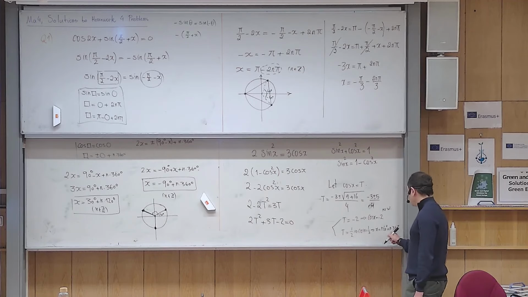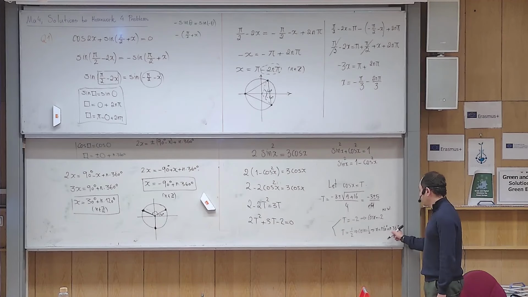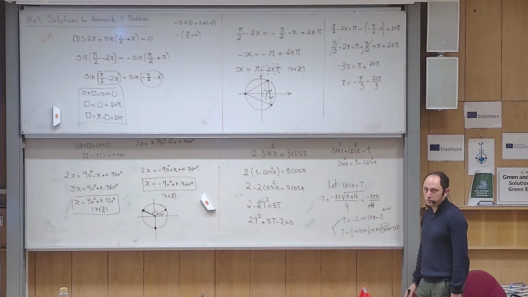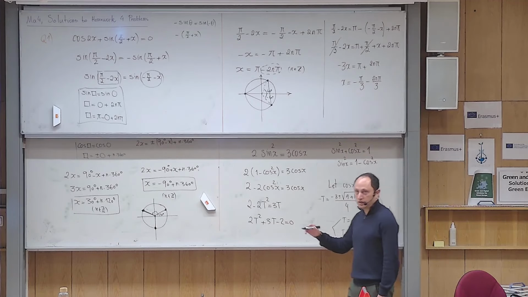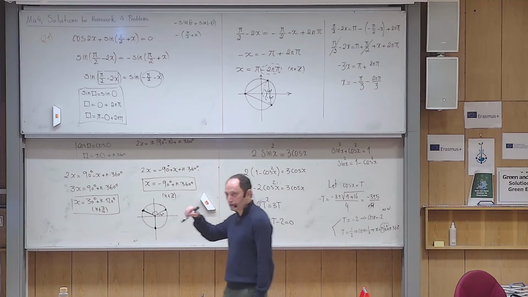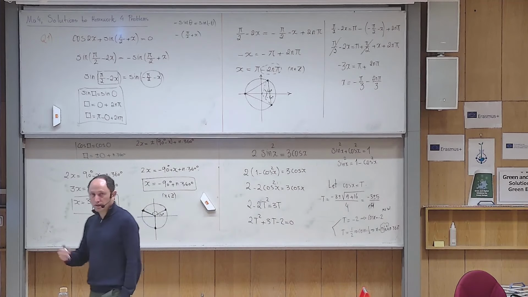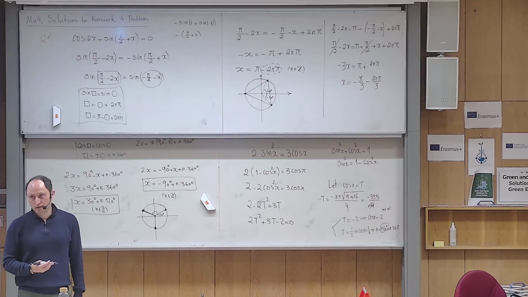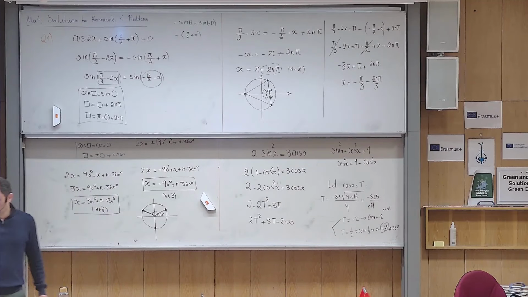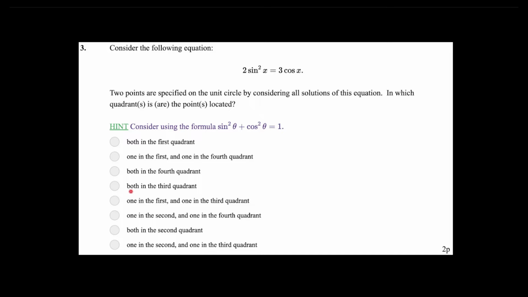So this n times 360 degrees is one full round. What matters for you to find the points are these two numbers. One of them is positive 60. Definitely it is in the first quadrant. And the other one is minus 60. It is definitely in the fourth quadrant. Yes? So which one should we choose? Yeah, one in the first and one in the fourth quadrant. And that's the answer to this problem. Any questions?